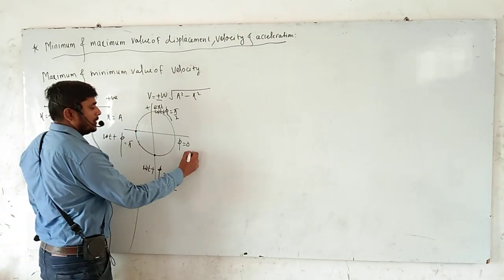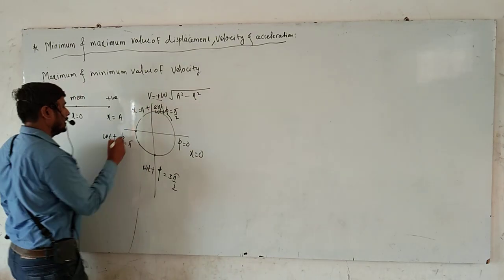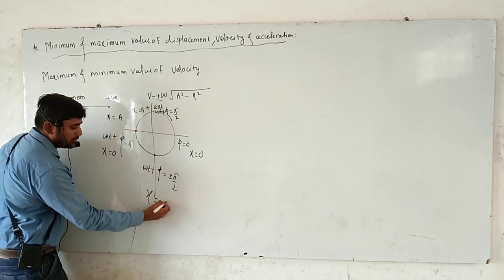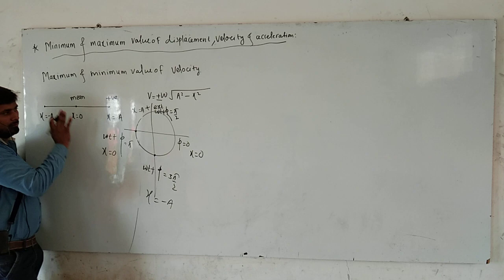Now x will be equal to 0 at the mean position. At the positive extremity, x will be equal to plus a. At the mean position again it is equal to 0. At the negative extremity, x will be equal to minus a. This information I already mentioned over here, right?